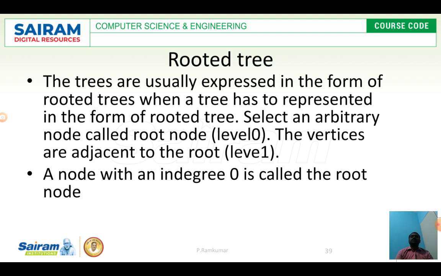Next one is the rooted tree. Trees are usually expressed in the form of rooted trees. When a tree has to be represented as a rooted tree, we select an arbitrary node, which is called the root node. The vertices are adjacent to the root. The root is called level 0 and the child nodes are called level 1. Child here means a leaf node. The bottom of the tree, the child node which has no children, is also called a leaf node. A node with in-degree 0 is called the root node.